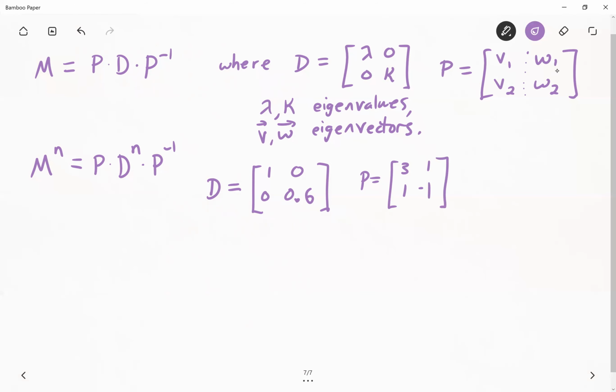We also need to calculate P inverse using the formula for the determinant of a 2 by 2 matrix, AD minus BC. So that's going to be negative 3 minus 1, so that's negative 4. So we have negative 1/4 times the matrix, swapping the diagonal entries, a negative 1 and a 3, then negating the off-diagonal entries. There we go. And if we so wish, we could write this as a quarter, a quarter, a quarter, and negative 3/4.